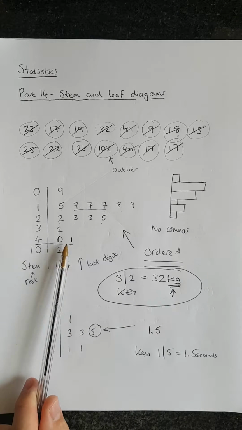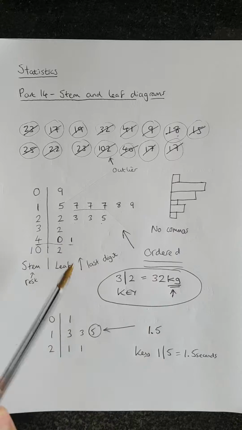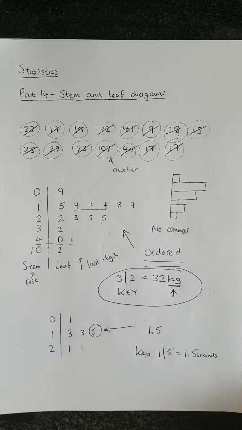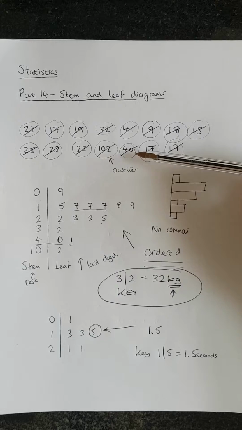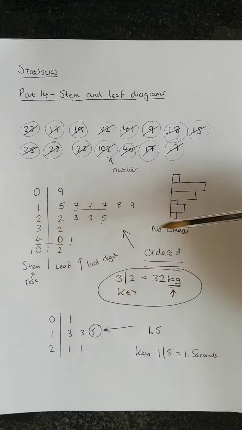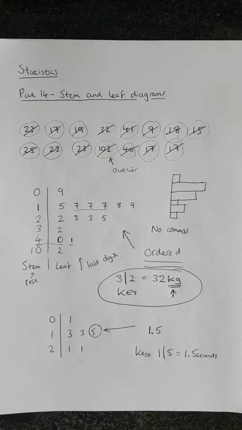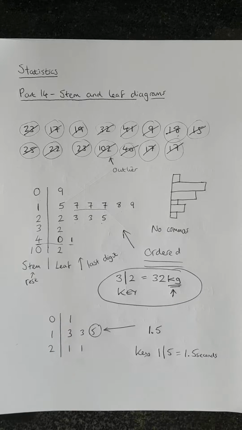So the last digit goes in the leaf, no commas, and everything else goes in the stem. Crossing them off as you do them will allow you to not miss any off. And I almost did miss off the 40, as you can see. So that's the basics behind a stem and leaf. Next I'm going to give you a stem and leaf and look at some analysis with it. Okay, if you need to practice drawing a stem and leaf, now is a good time. So pause the video and then come to analysis shortly after.